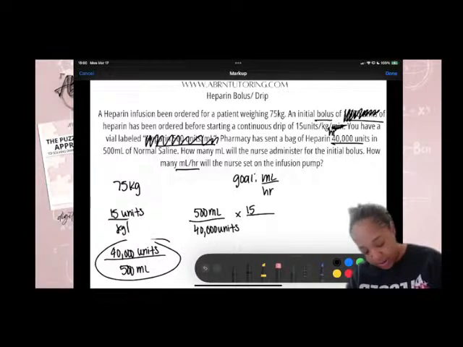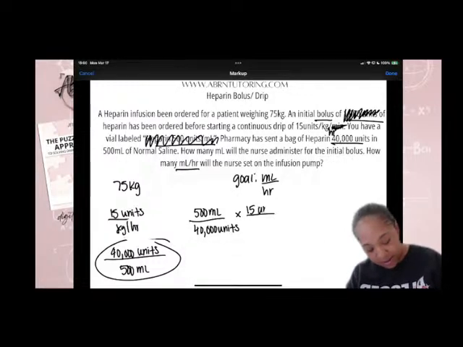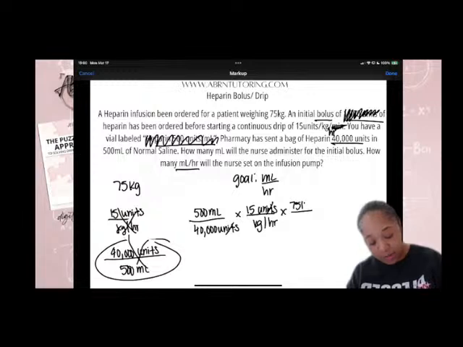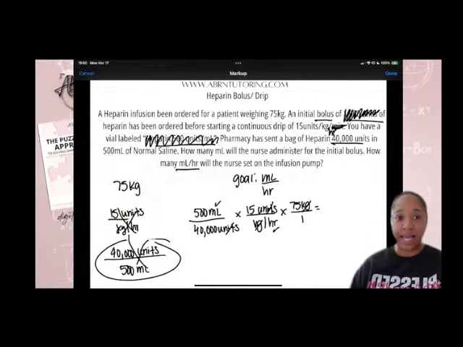Yeah, that's too much heparin. All right. So we got 15 units per kilogram per hour. Now our units cancel out, and then our patient's weight is already in kgs. So we'll put kgs over one, and your kilograms cancel out. And so now you have milliliter on the top and hour on the bottom. And that is how you set it up.